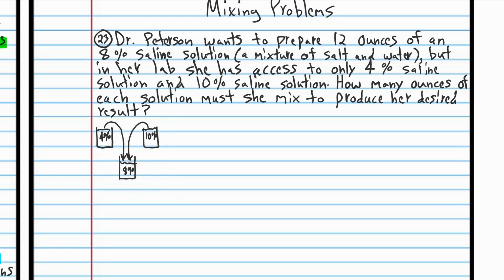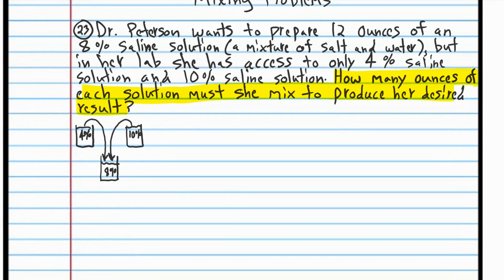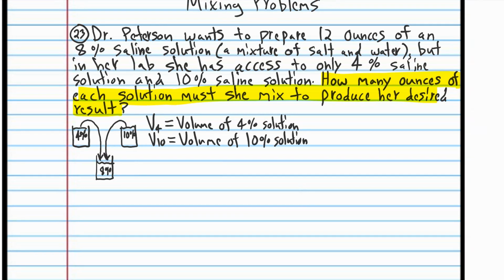Alright, so as usual, we're going to start with defining our variables. How many ounces of each solution must she mix to produce her desired result? So that tells us that we need ounces, and I'm going to write V for volume, because ounces is volume. So V4 is the volume of the 4% solution, that means 4% salt. And V10 is going to be the volume, obviously, of the 10% solution. And I should say ounces.